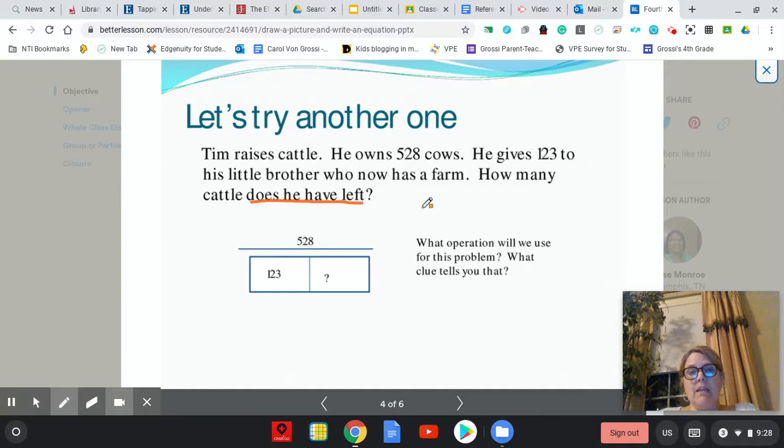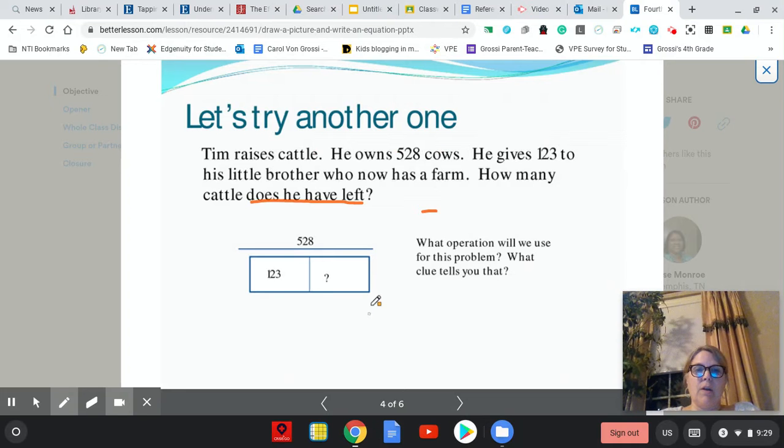It's likely going to be a subtraction problem. So let's look back and make sure that makes sense. Tim raises cattle. He owns 528 cows. He gives 123 to his little brother. How many does he have left? So he's given some away, and we're going to figure out how many he has left.